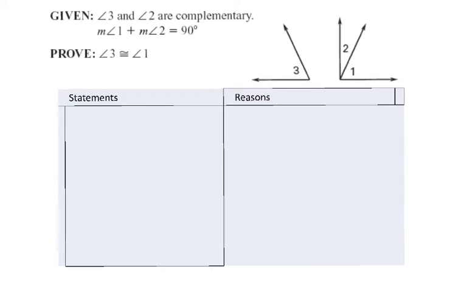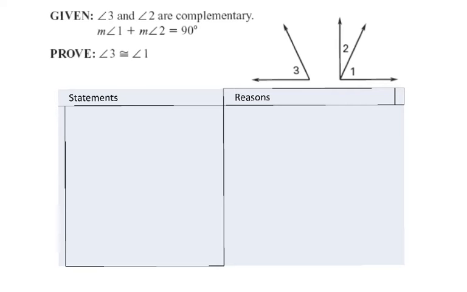Okay, in our given information up here, angle 3 and angle 2 are complementary, and the measurement of angle 1 plus the measurement of angle 2 equals 90 degrees. By definition of complementary, angle 1 and angle 2 will add up to a 90-degree angle, if that whole angle there is 90 degrees, which it is. And this is what we have to prove: angle 3 is congruent to angle 1. Alright, so let's get started here.